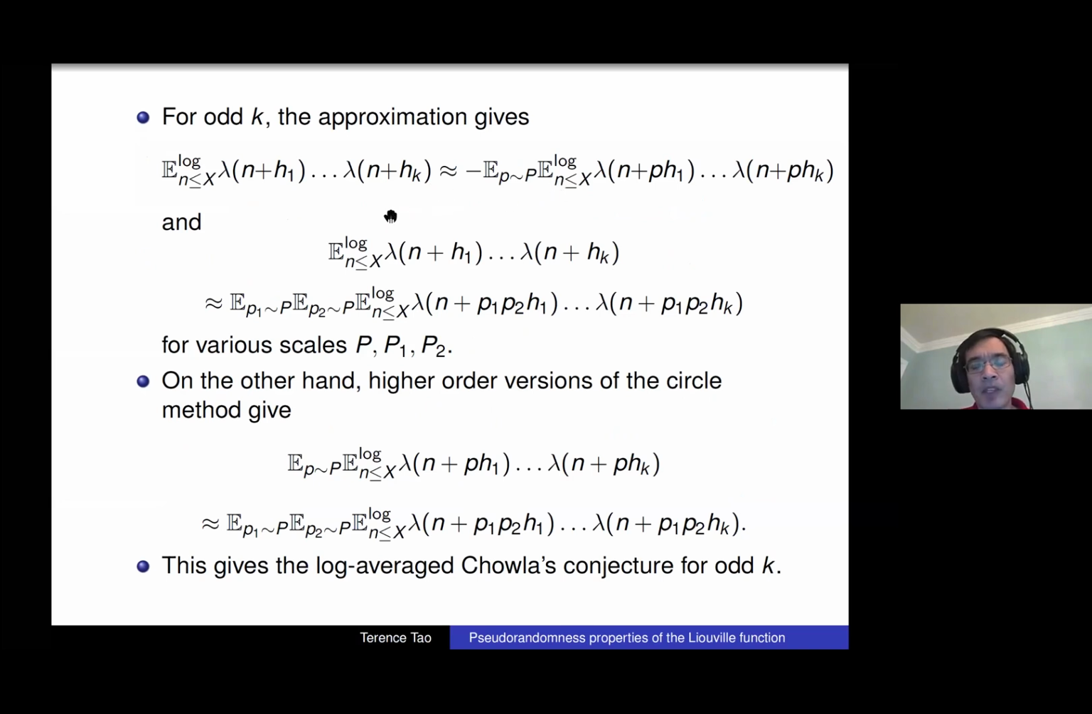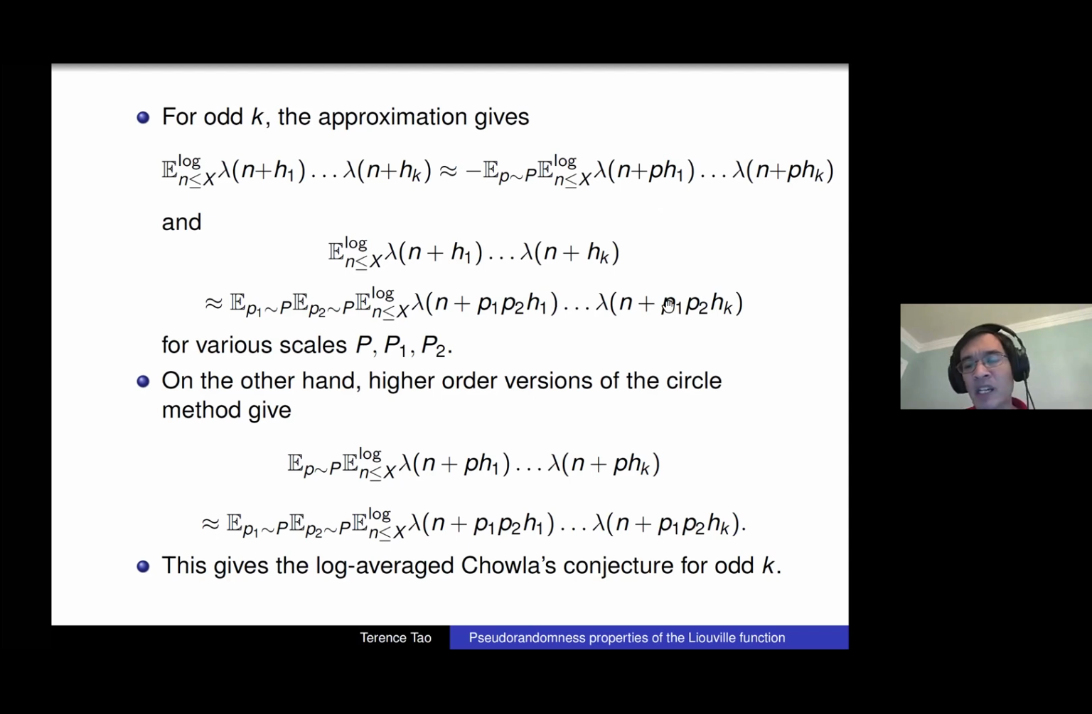All right. And you can use a parity trick to get the odd k case. If you have this average, you can use this entropy method to dilate the shifts by p, and you get a minus sign. Or you can use it twice, and you can dilate by semi-primes, and then you get a plus sign. But it turns out that you can compute both these averages, and you can show that they're almost the same as each other.